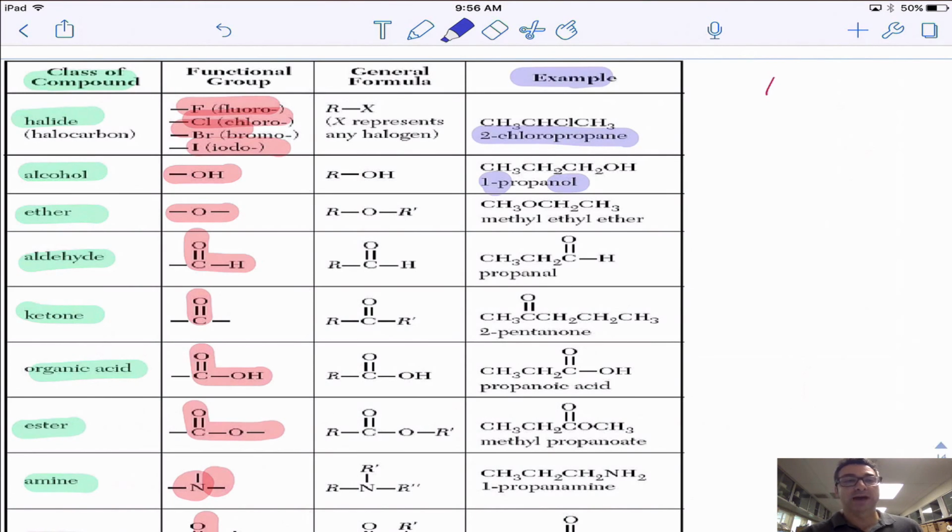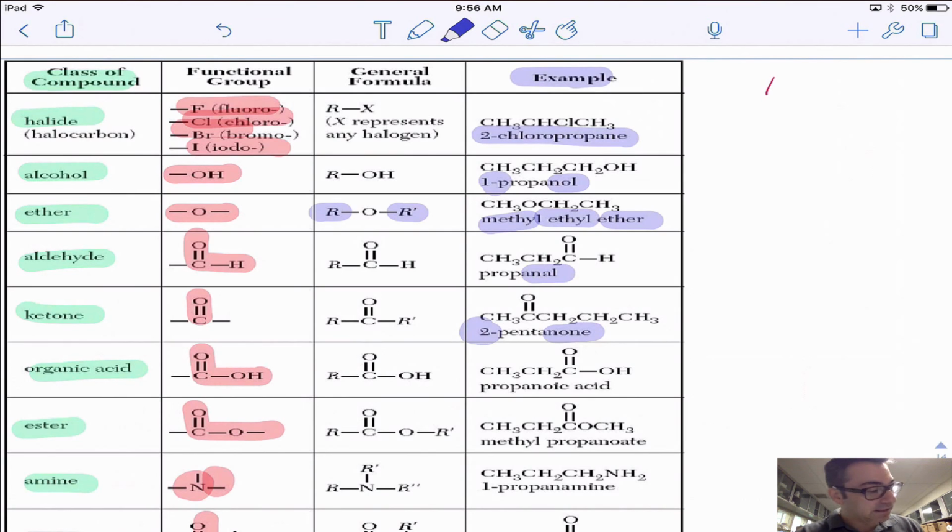We do not number halides until we get to 3 carbons, prop. For ethers, we have one R group, we have the other R group, and then we have the word ether that comes after it. Aldehydes end in anal. Ketones end in anone. Again, look, there's a number, but they're telling us don't number until we get to pent.